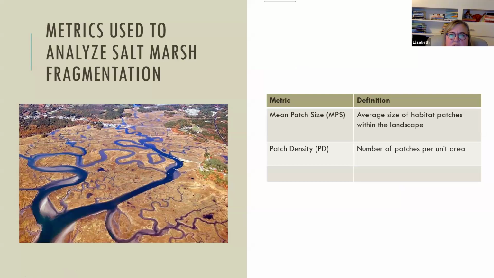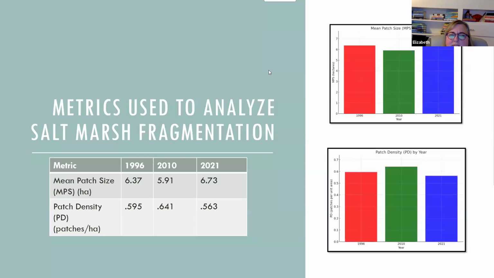So there were 3 categories: patch, class, and then landscape. Right now I'm showing you the patch. I looked at the mean patch size and then the patch density. My results showed that from 1996, there was a drop in patch size in 2010, and then it rebounded in 2021. And the same with the patch density, in 2010 there was a difference.